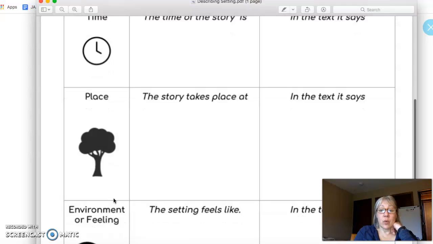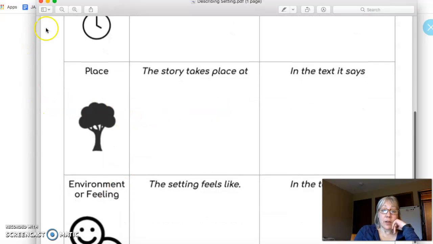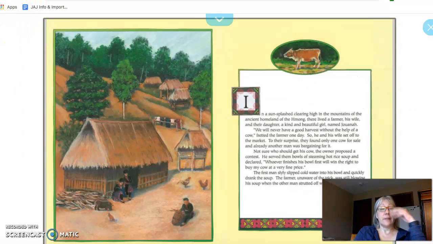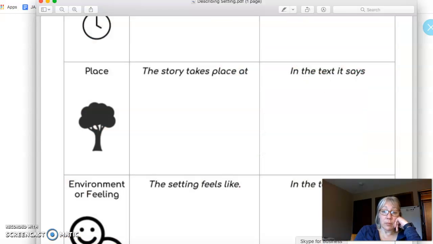The next thing on the list is the place. Where does the story take place? Now, I know that it takes place where Hmong people live. It's high in the mountains of the ancient homeland of the Hmong. That's what it says in the text. So I can put that right in my document. I can put the story takes place at the ancient mountains and homeland of the Hmong people, and that's what it says in the text.